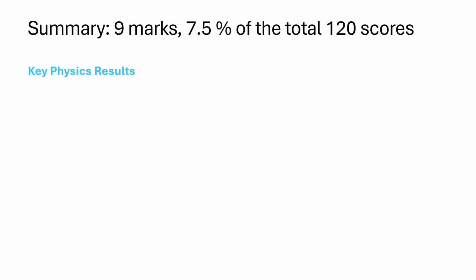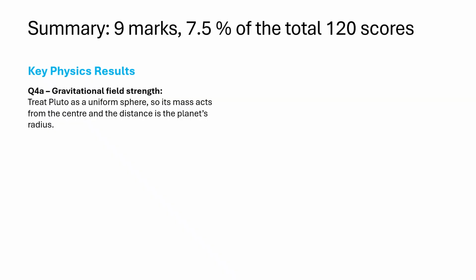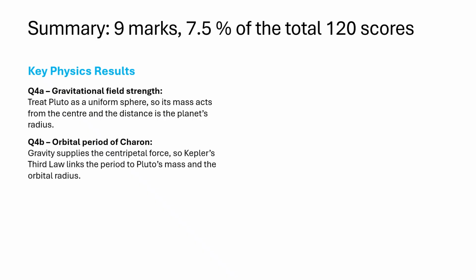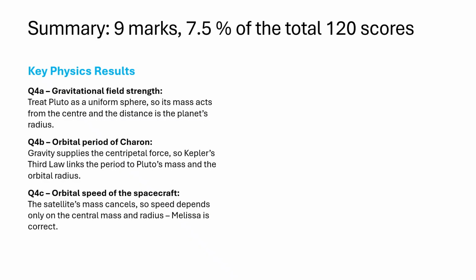Key physics results. Q4A Gravitational field strength. Treat Pluto as a uniform sphere, so its mass acts from the center and the distance is the planet's radius. Q4B Orbital period of Charon. Gravity supplies the centripetal force, so Kepler's third law links the period to Pluto's mass and the orbital radius. Q4C Orbital speed of the spacecraft. The satellite's mass cancels, so speed depends only on the central mass and radius. Melissa is correct.